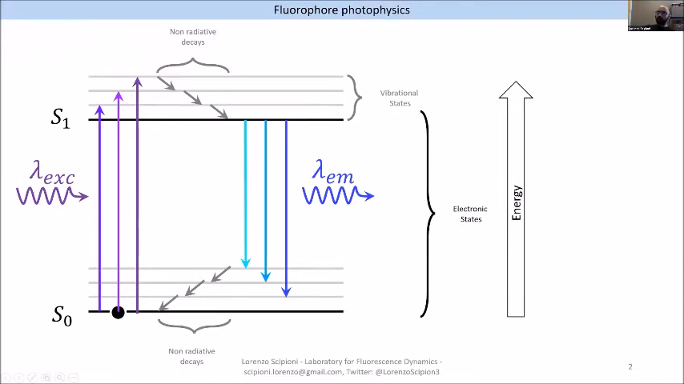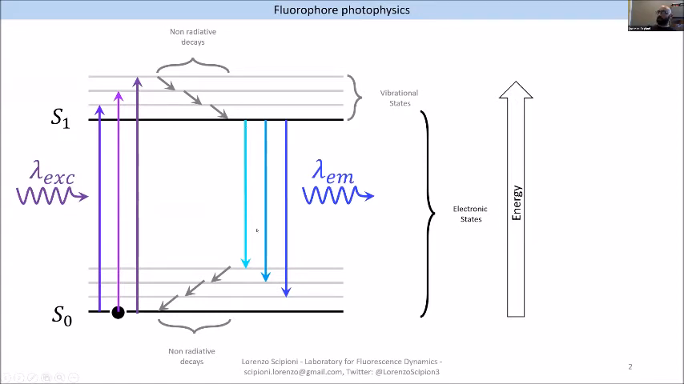Upon absorption of a photon of a certain wavelength, the system can transition to one of these vibrational states of the excited state, and then relax in a series of non-radiative decays. So each one of these transitions will not result in an emission of a photon. Then after some time, the system will transition back to one of the substates of the ground state, and this transition between electronic states results effectively in an emission of a photon.